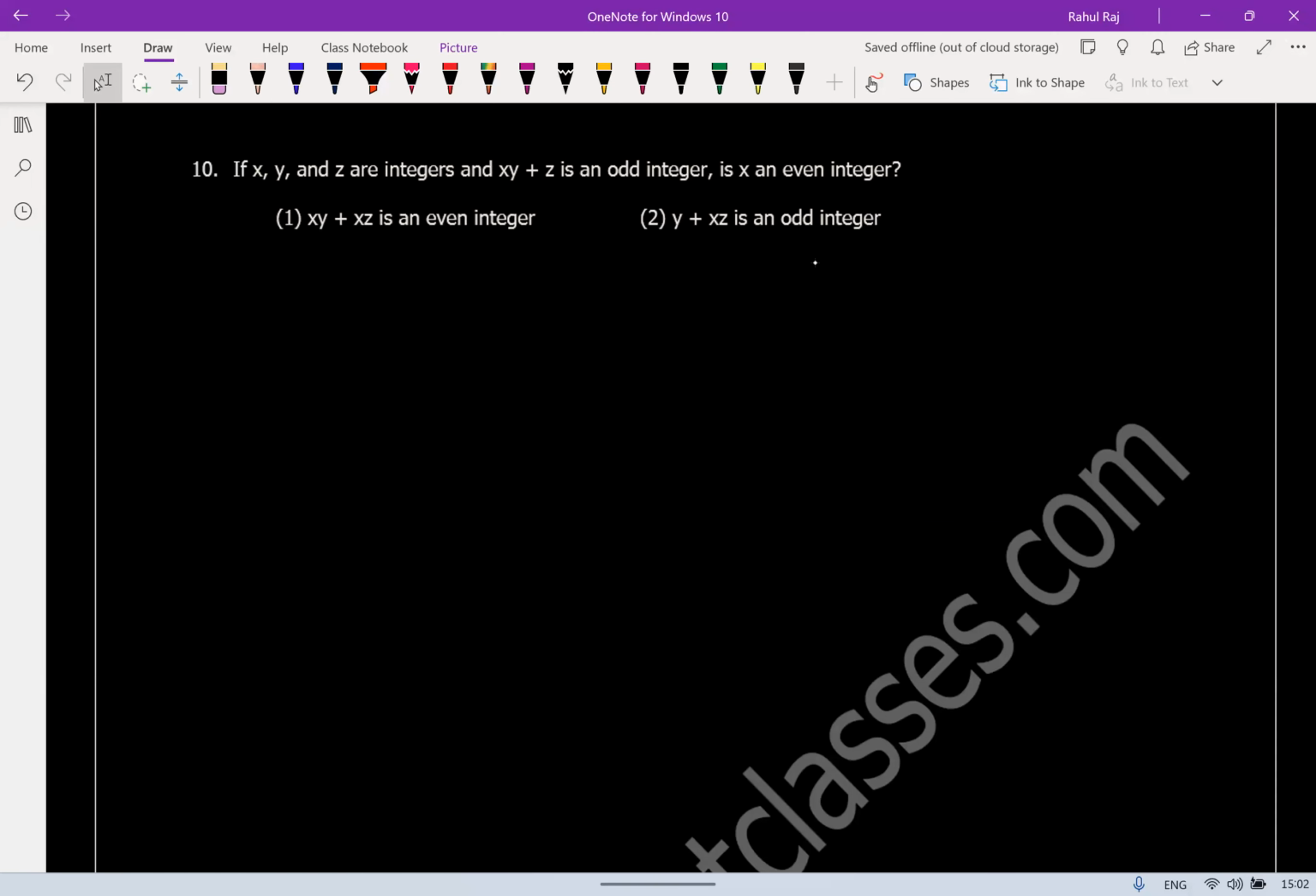Question number 10. This is a question, guys, where some information is given to you, and then the question is being asked: is x an even integer? And then you have statements 1 and 2. The structure is that there is information given to you, and it is not there to beautify the question. 100% you need to use this information while you're solving the statements. Can you please take 2 minutes and try question number 10?